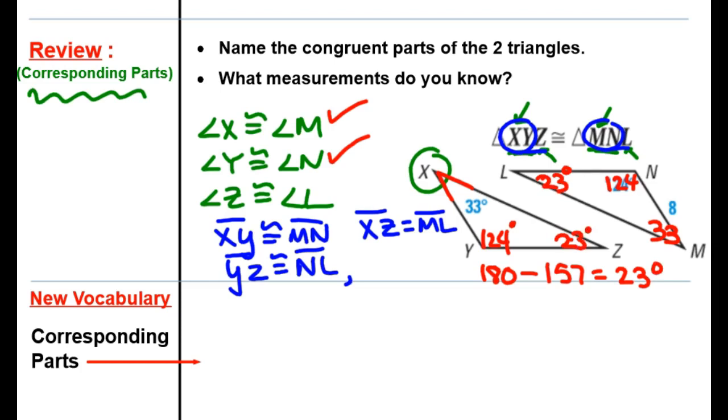The last thing that I know is that I have this side over here, NM, and in my congruence statement it says that NM is the same as XY. So right here, this XY, I know that I can put an 8 on there. The other two sides, we don't have any information, so we can't add anything to those.